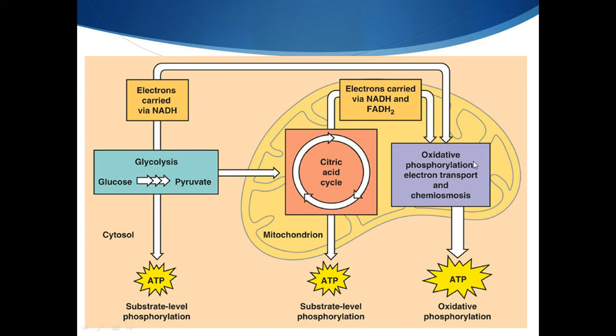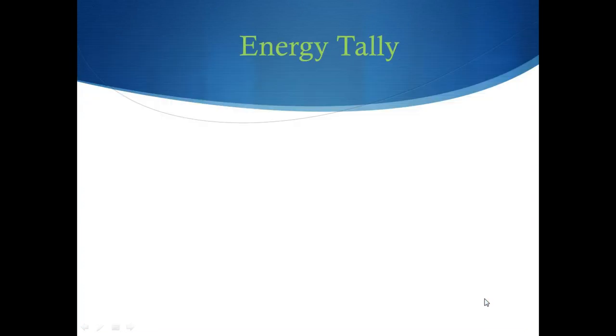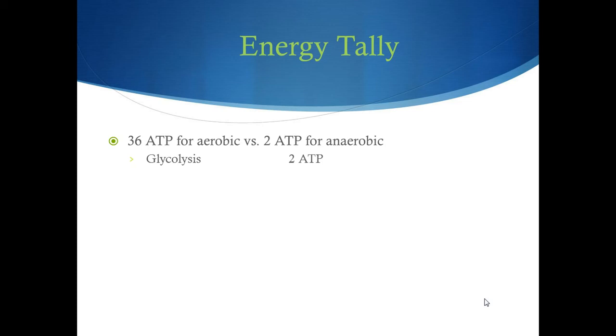The last step is called the electron transport chain, where we use these electron carriers and, through that stair-step process that you saw in the animation, you get 32 more ATPs. So here's your energy tally for this cellular respiration process. 36 total ATP molecules for aerobic respiration compared to only 2 ATP molecules for anaerobic respiration. Which do you think is the more efficient? Doing respiration with oxygen or doing it without oxygen?